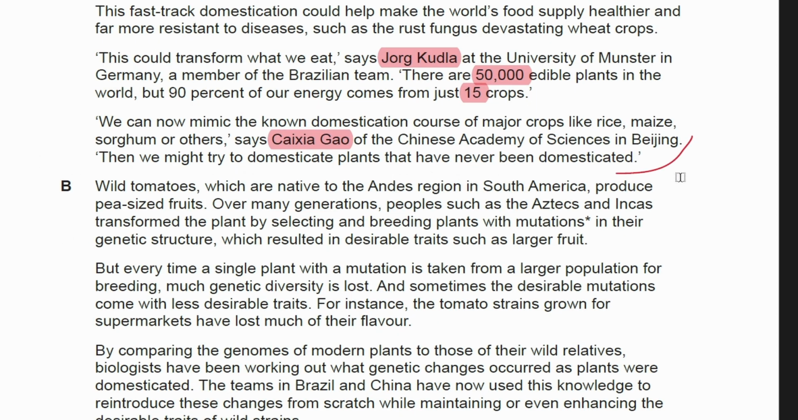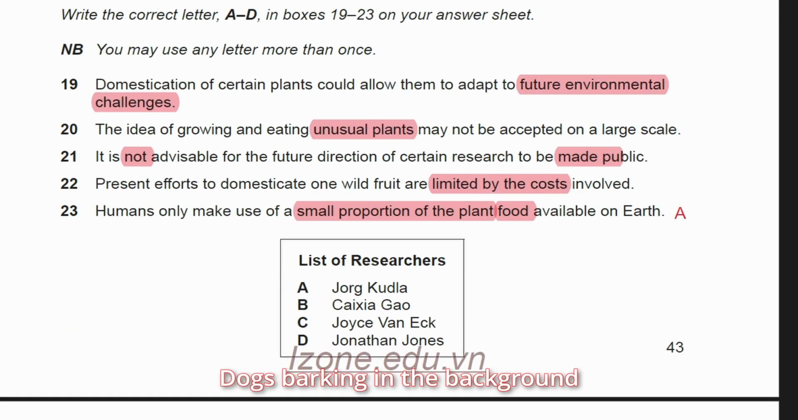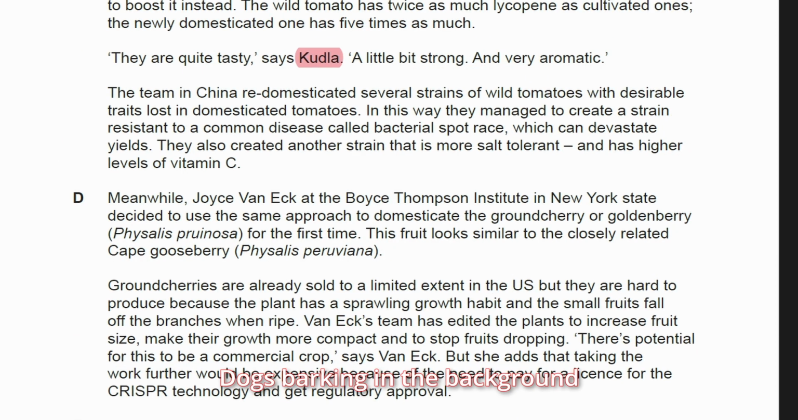For section B, we do not have any name, so we can completely ignore this section. In section C, we have Kudla, and I think that's the only name we have in this section. It talks about the taste of the tomato that has been genetically modified. And if we look at our key phrases, none of these key phrases are related to the taste of the tomato. Let's move to the next section.